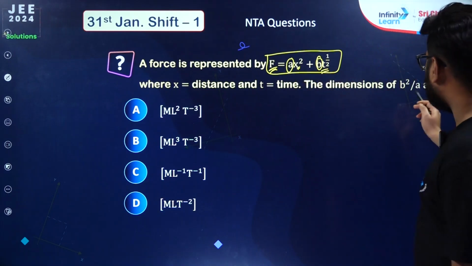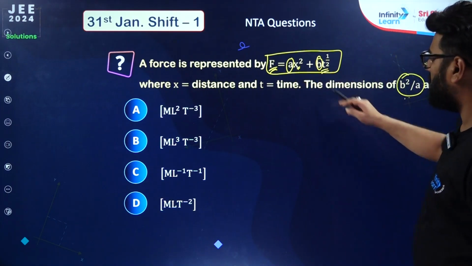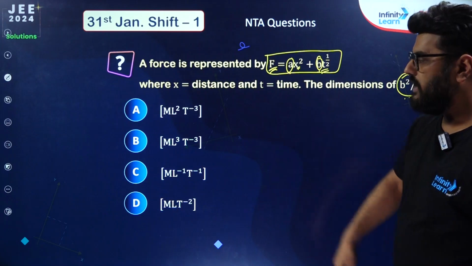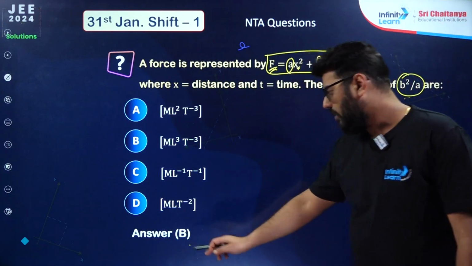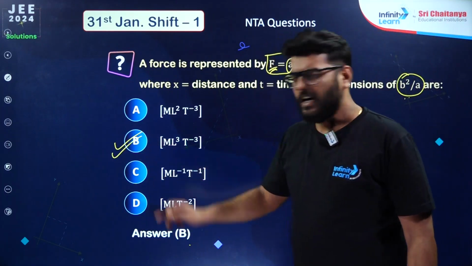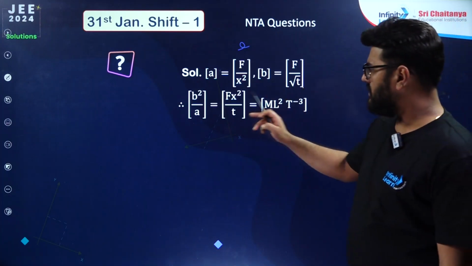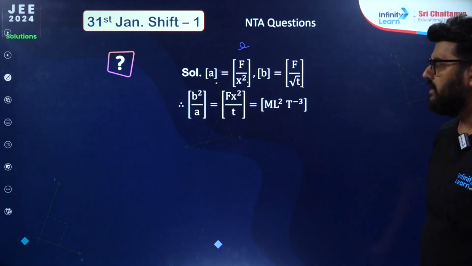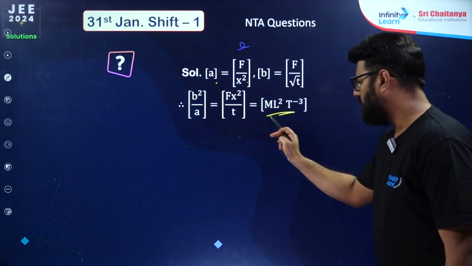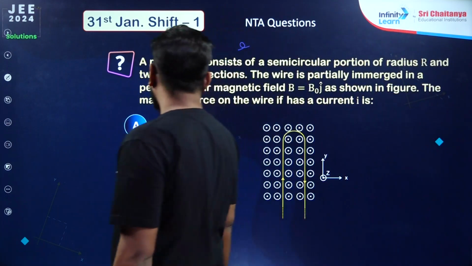And A and B they are asking. The dimension of B square upon A they are asking. You can very easily find out the answer. The correct answer will be option number B. Try to find it. It's a very simple one. You will get the value of B as this, A as this, and B square upon A square is fx square by t. That is going to be this result. Okay.